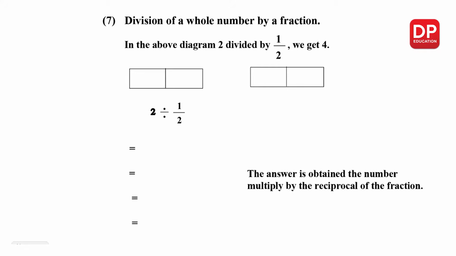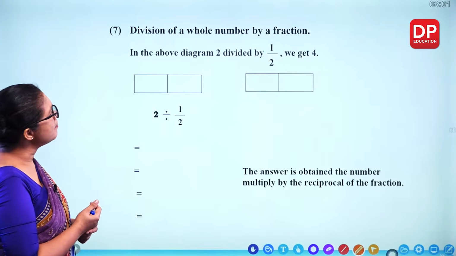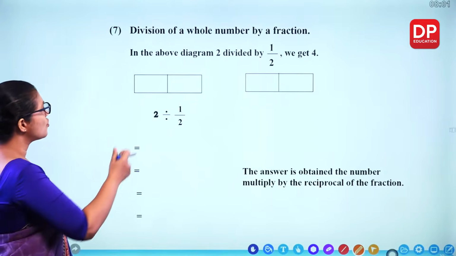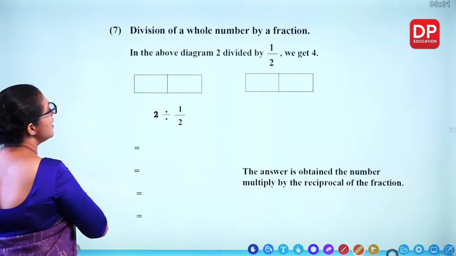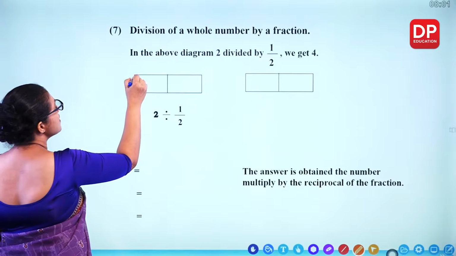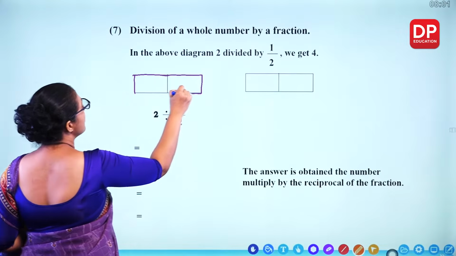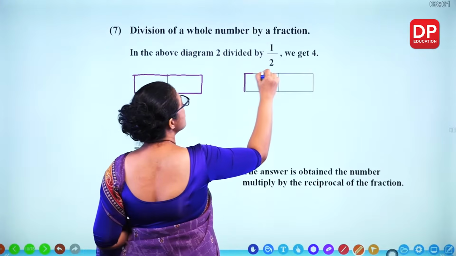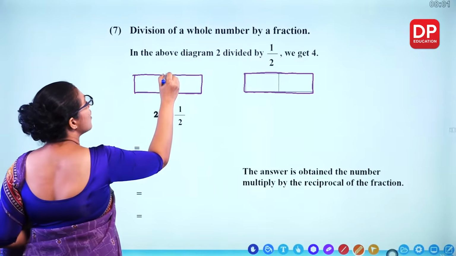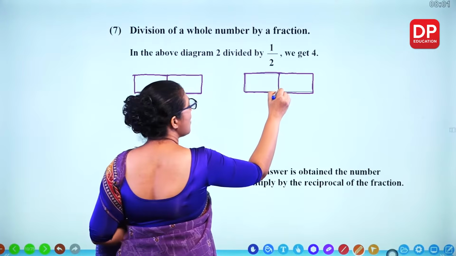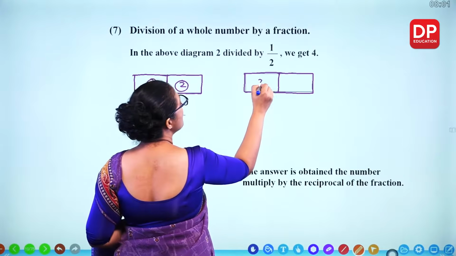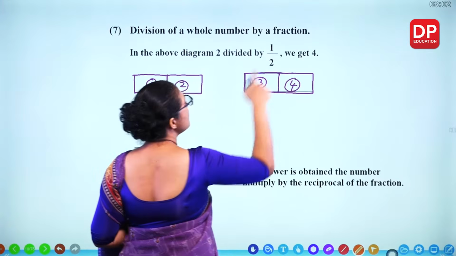Division of a whole number by a fraction now. In the above diagram, 2 divided by half. 2 parts are there, divided by half. So this is 1. This is 2. Then when you divide by half, you are dividing this by half. This is also by half. How many parts are there now? 1, 2. 1, 2, 3, 4. So we can see we get 4.